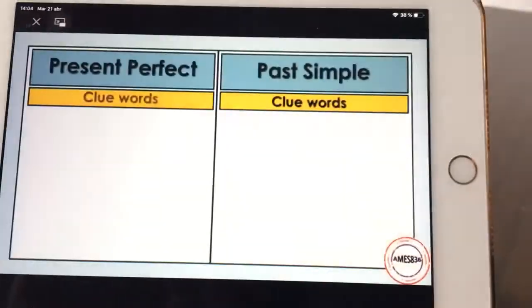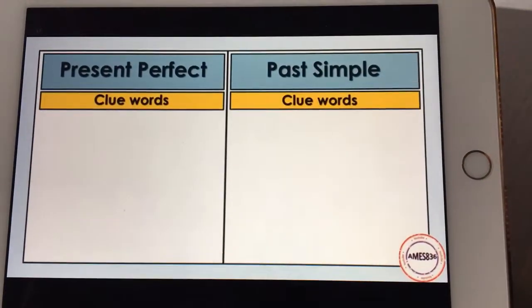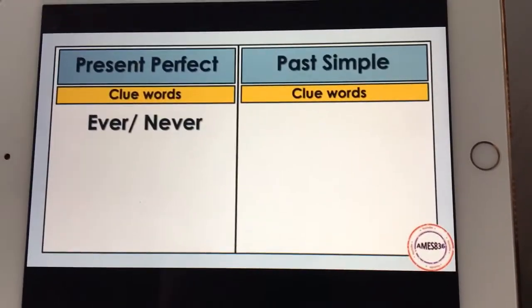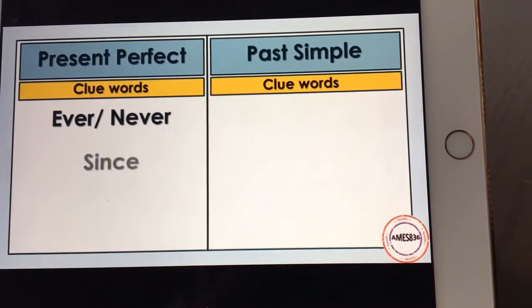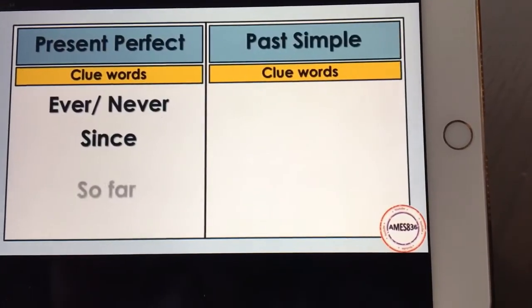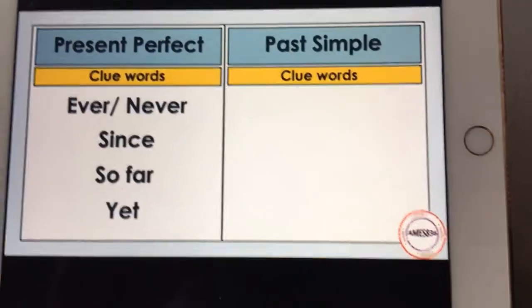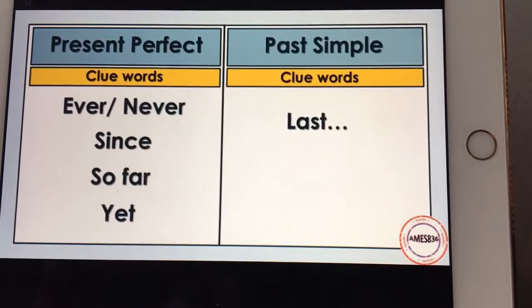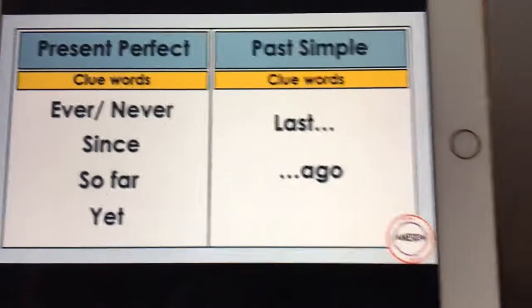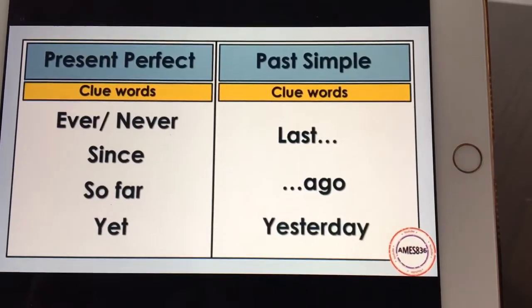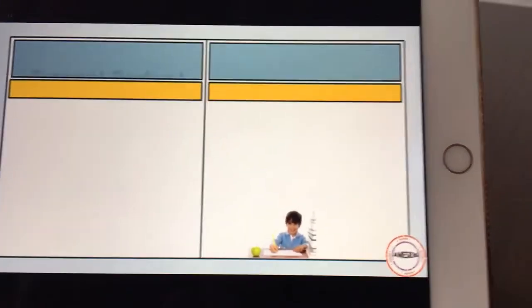Okay, so for the present perfect, we've got a few clue words that are going to help us remember that we are supposed to use this tense. So for example, ever, never, since, and so far, and yet. Whereas for the past simple, we've got clue words such as last, ago, yesterday, last week, and so on.